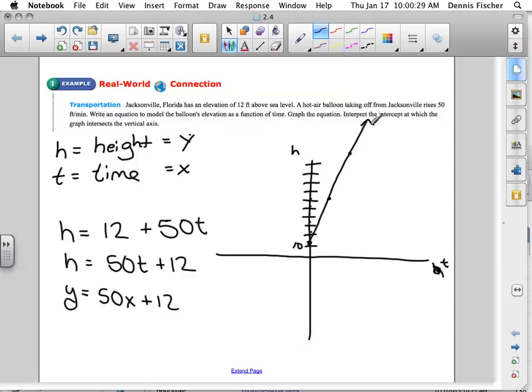So there's my point. Now the question up here, and it's hard to read the way it says, is to interpret the intercept where the graph intersects the vertical axis. So what does the y-intercept or the h-intercept mean? Interpret. What does that point mean where it crosses there, at 0, 12? That's where it starts. It started at 12 feet above sea level.